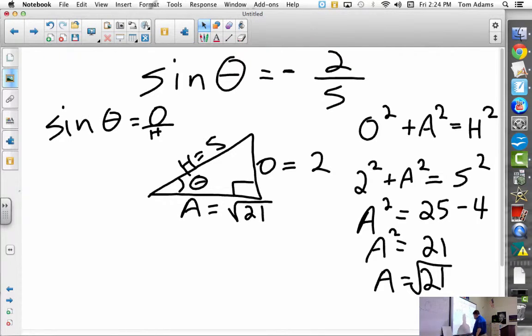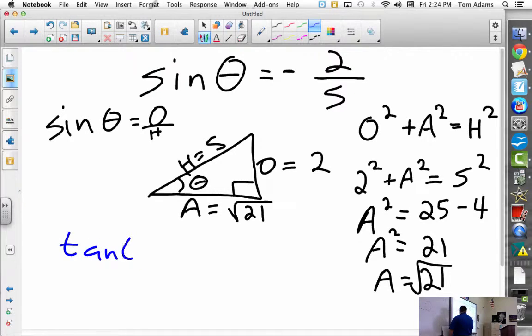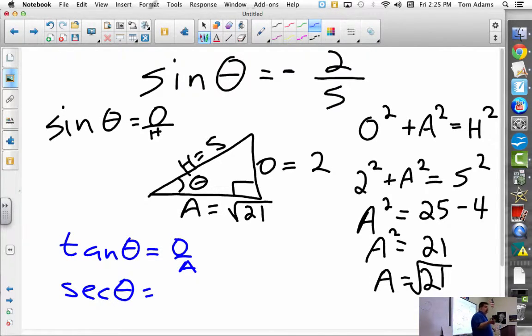So if that's the case, once I have my triangles drawn, I would say that tangent of theta is equal to the opposite over the adjacent, and secant, what was secant the reciprocal of? Who can tell me off the top of their head? Cosine. So if cosine is the adjacent over hypotenuse, what's this one? Hypotenuse over adjacent, good.